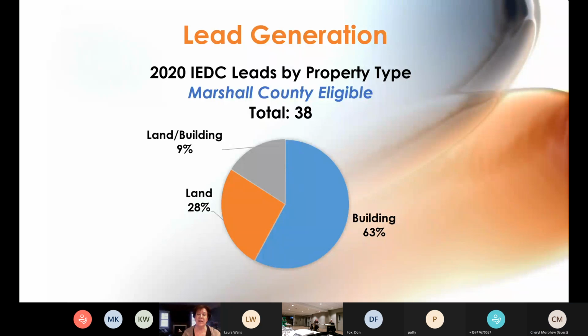Did they go to Bourbon? Did they go to Argus? Did they go to Bremen? Did they come to Culver? Where did they go with the lead? And what was the result of the lead? Could we look at those 38 leads and they said, we didn't like any of your buildings, or the land wasn't right, or the land wasn't prepared for us to build on? Will we be able to track any of that?